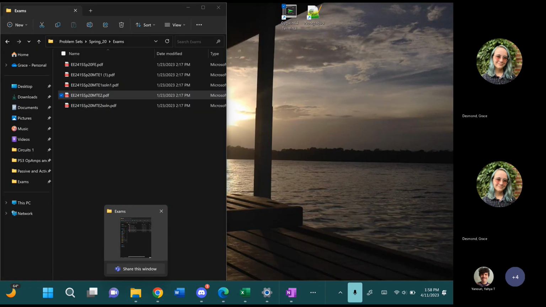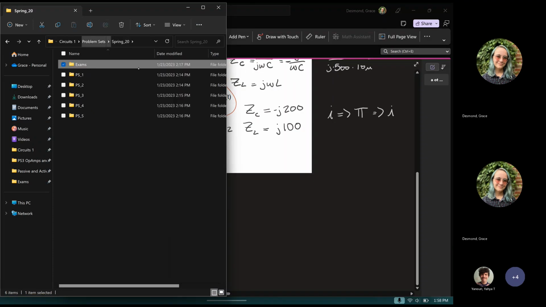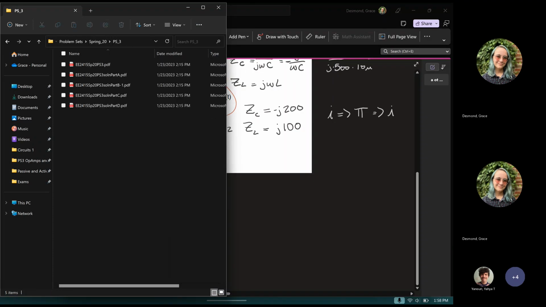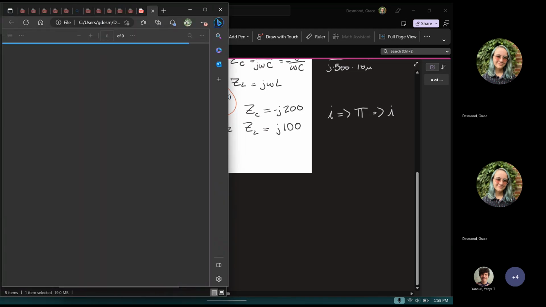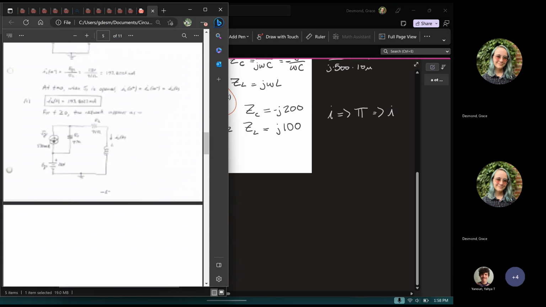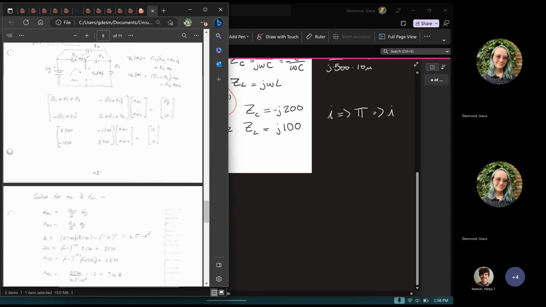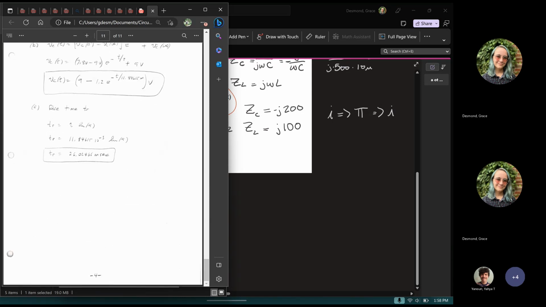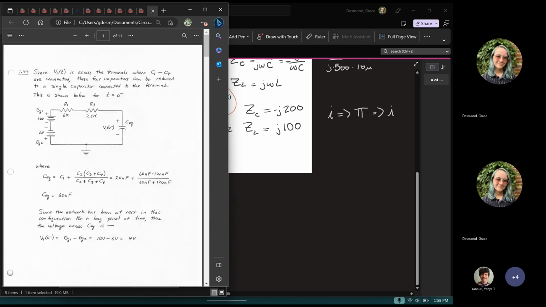I got 40 plus 80j for Z1. You just treat it as a parallel. So every time I'm going to write something, I want to see that. All right. And then Z2 is 80 minus 40j, which I hate doing. Yeah, 40 minus j. We established that was the answer.